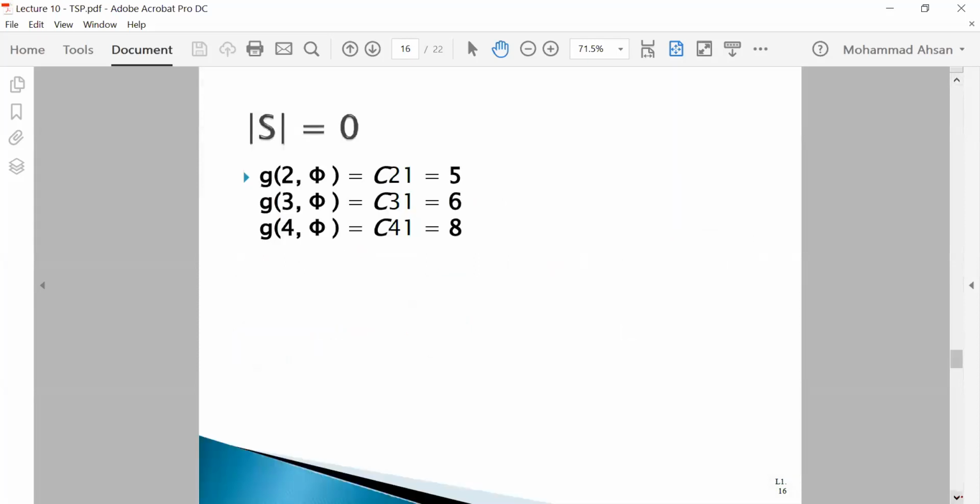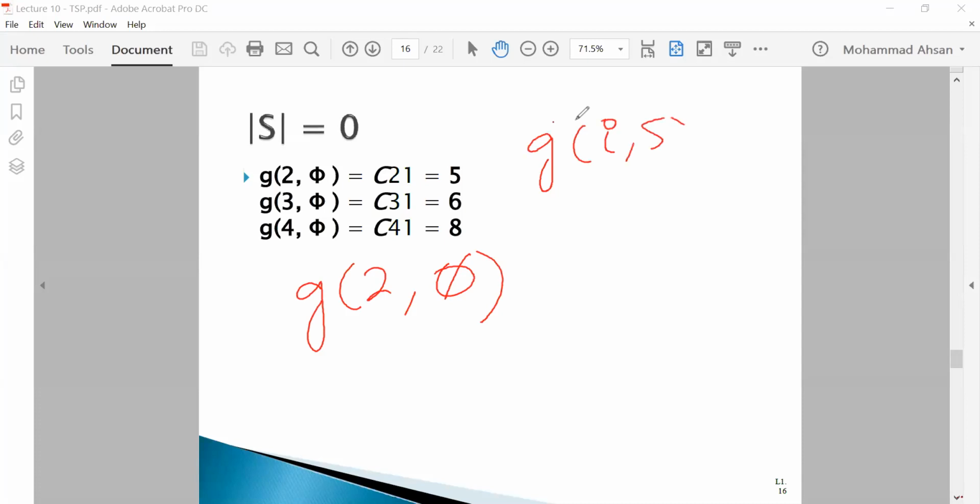I'll go back to the expression later. What I want to tell you is, if this is G(2, phi), according to our definition of G(I, S), what was the definition of this? This is the minimum cost of the tour which you start from I and go through the intermediate set of vertices S, and then you come back to your starting point.